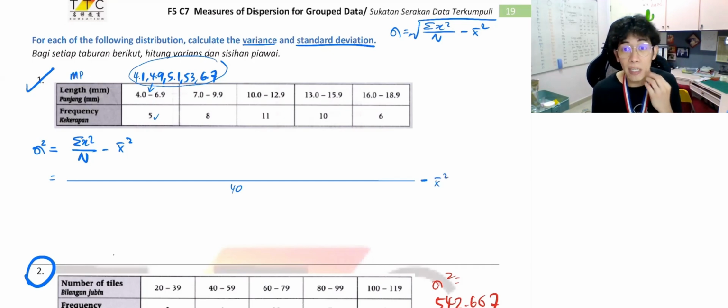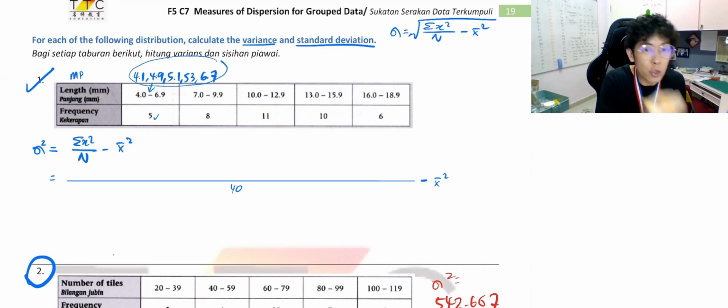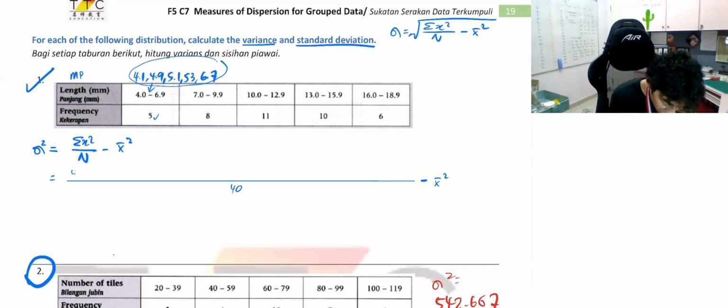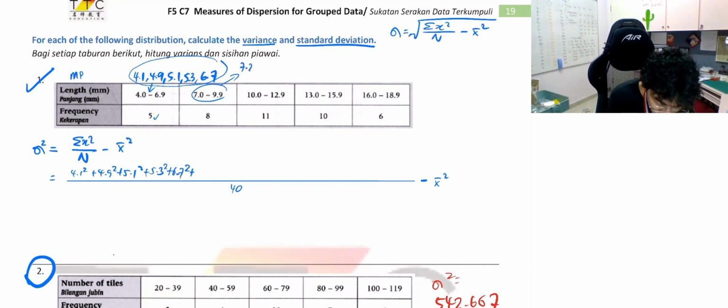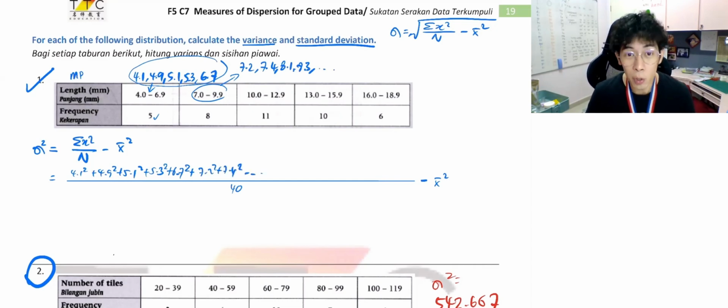Imagine if we are using actual data: 4.1 squared plus 4.9 squared plus 5.1 squared plus 5.3 squared plus 6.7 squared. And then if there is another range of numbers, like 7.2, 7.4, 8.1, 8.3, you continue with 7.2 squared, 7.4 squared, and so on. Do you want to do that? Imagine if there were 100 data. It would be hopeless, correct?